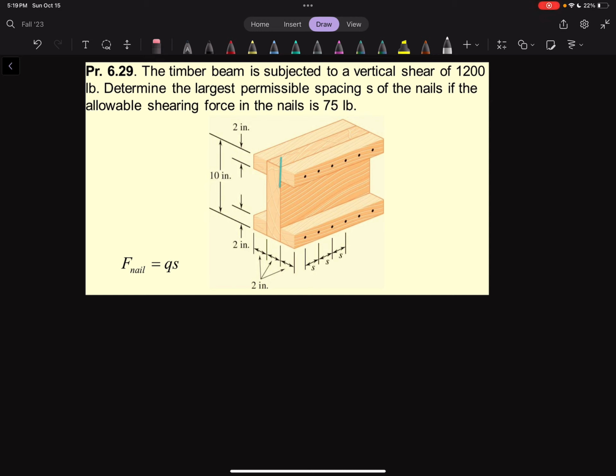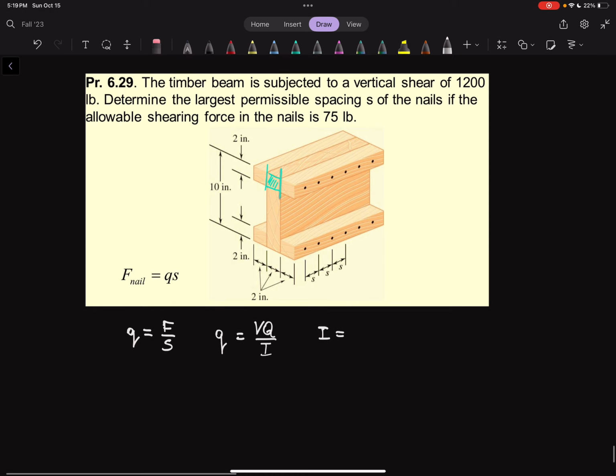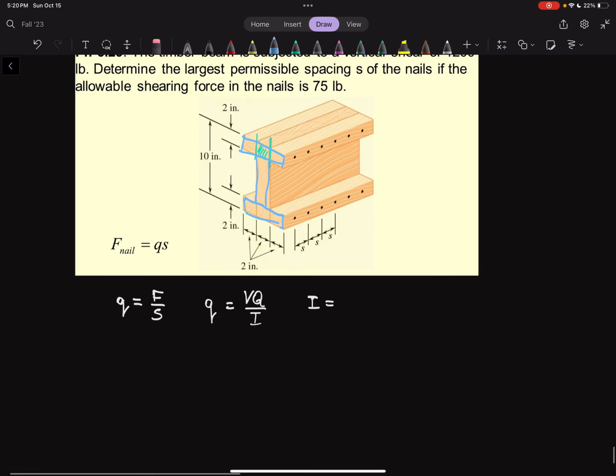Well, we're going to cut as it's shown. We're going to cut right here and right here. So we're going to look at this and find the Q for that, because Q is equal to F over S, and it's also equal to VQ over I. Now, I can be this whole shape, minus this whole shape, and that whole shape. So I'm going to do that real quick.